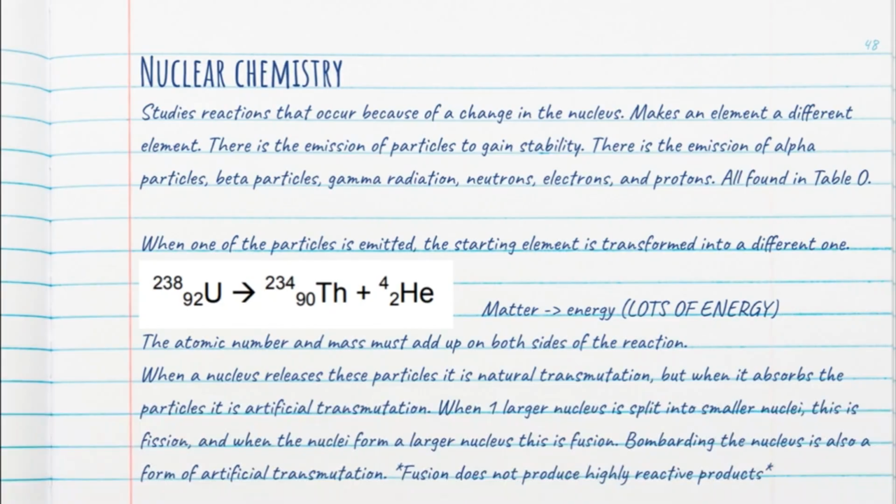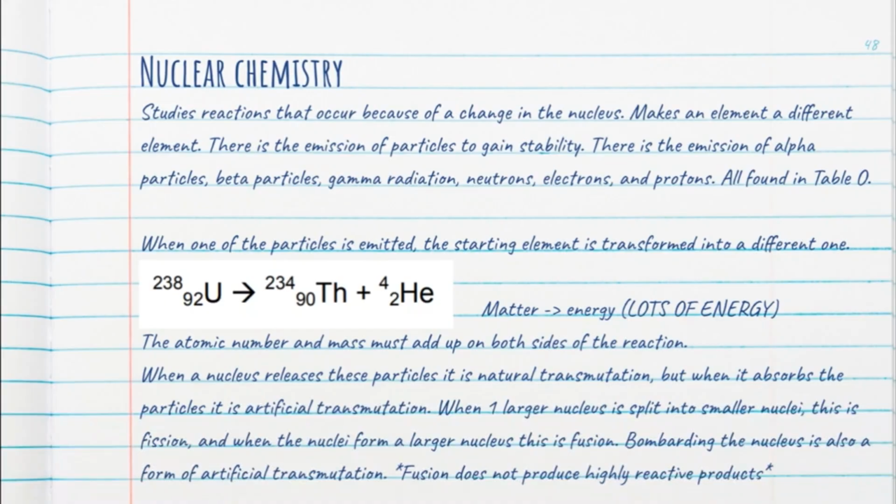Matter is converted into energy, a lot of energy, because it's splitting the nucleus. The atomic number and mass must add up on both sides of the reaction. When a nucleus releases these particles, it is natural transmutation, but when it absorbs the particles, it is artificial transmutation. When one larger nucleus is split into smaller nuclei, this is called fission, and when the nuclei form a larger nucleus, this is fusion. Bombarding the nucleus is also a form of artificial transmutation.